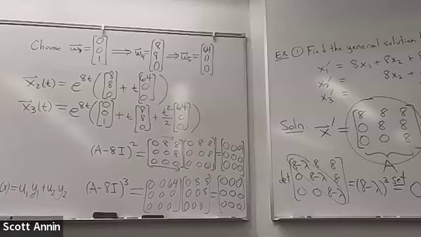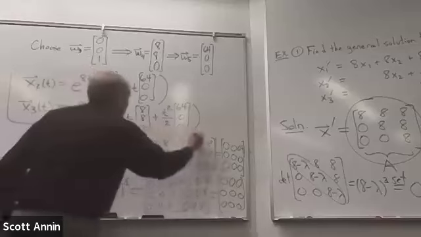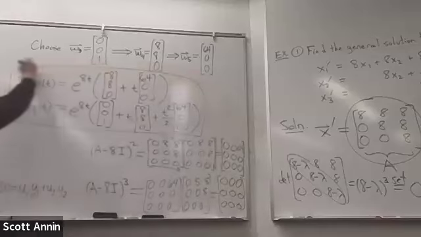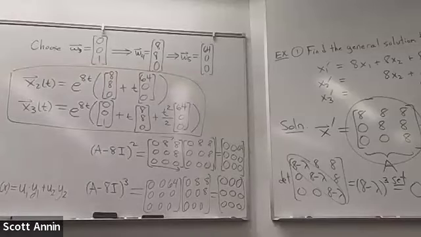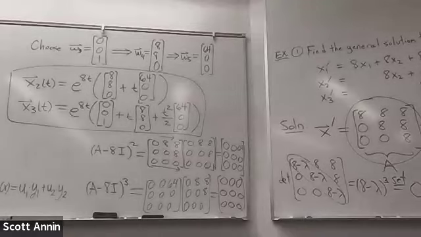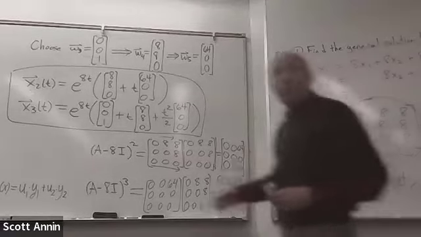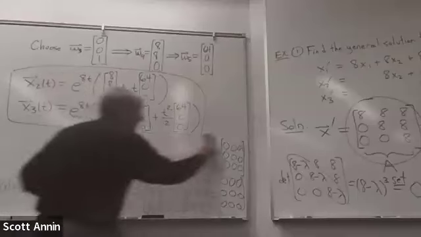Okay, and I'll put boxes here. Make these easy to find for myself. That's the second and third solutions for our system. We've already got the first one way over here. We got this one a while ago, x1 of t from here. And once I've got all three of those, I can go to the final answer.